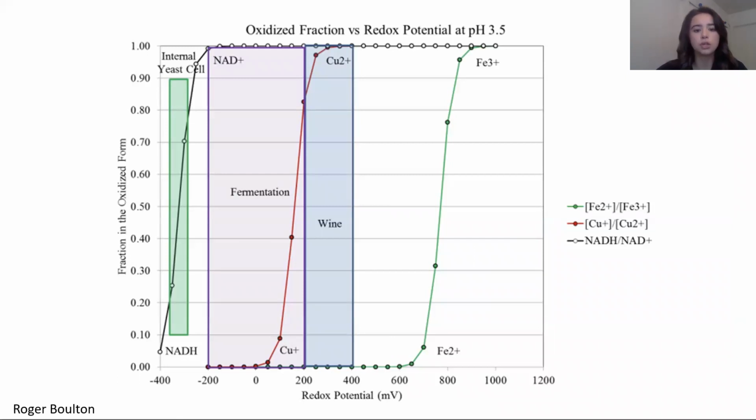So this graph shows the fraction in the oxidized form of some of the important compounds in the different stages of winemaking. During fermentation, we see that the ORP levels vary between -200 and +200 here. And then the levels are a little bit more positive for finished wine, from about 200 to 400.